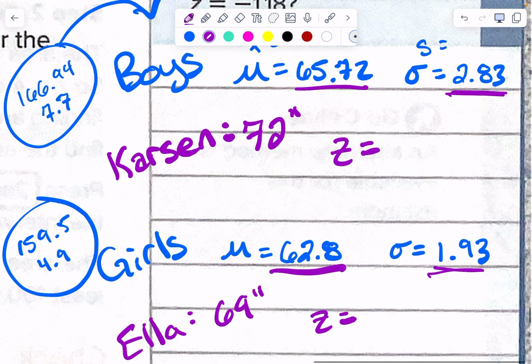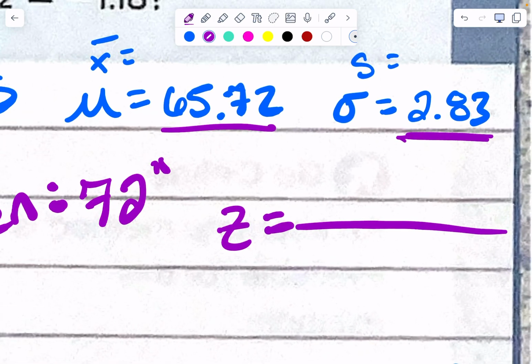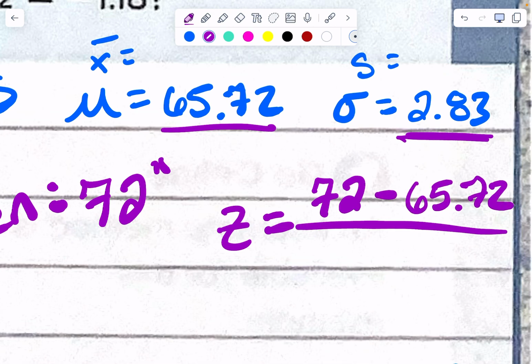So here's what I need to do. Carson is 72 inches. How far is he above average? I need to subtract that. That's how far Carson is above average. But each unit is measured in terms of 2.83. So what is Carson's Z-score? 72 minus 65.72 divided by 2.83. What is his Z-score?